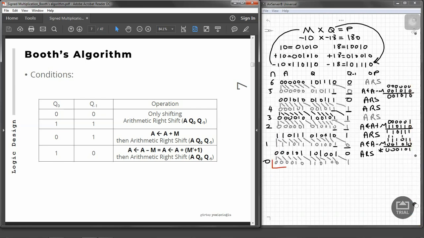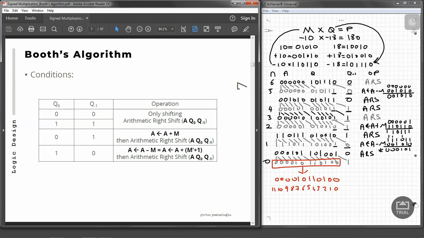So we need to get A and Q together, and what we have got over here is 0 0 0 0 1 0, then 1 1 0 1 0 0. Is this the right number? Let's check it. So we have got 0 1 2 3 4 5 6 7 8 9 10 11.